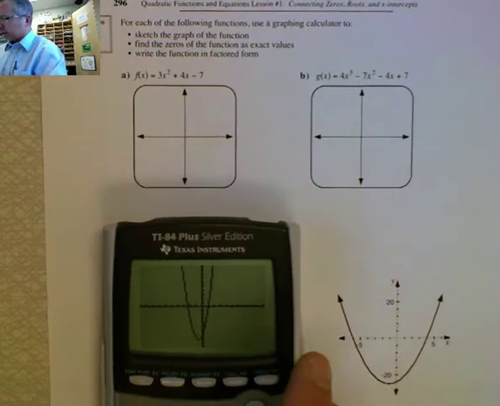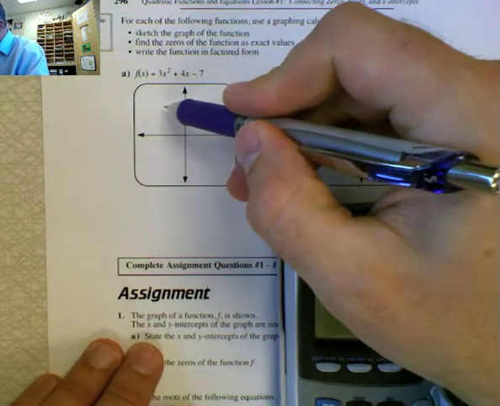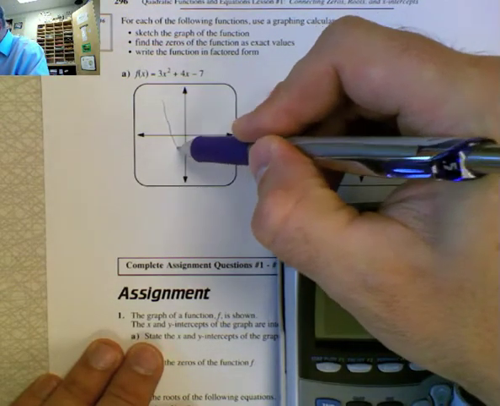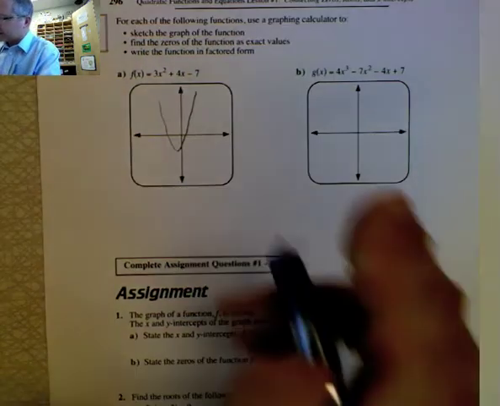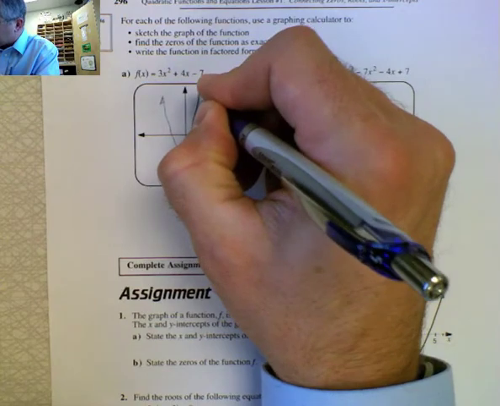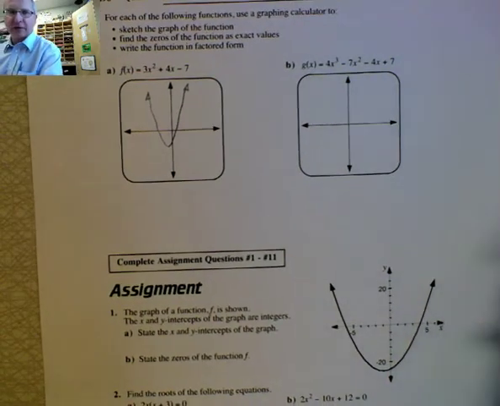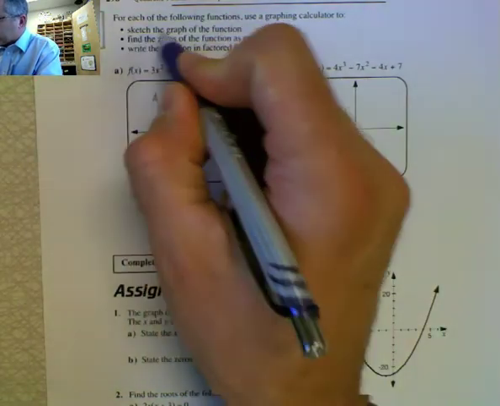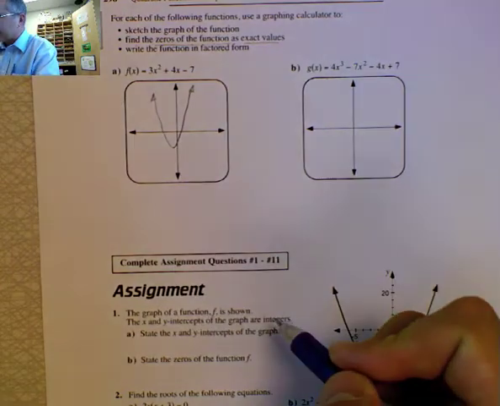Well, that's about what our function looks like. So we're going to sketch approximately what that function looks like. It kind of looks like that, and it keeps going upwards forever, so we put arrows on there. So we've sketched a graph of the function. That's part 1. It says find the zeros of the function as exact values.